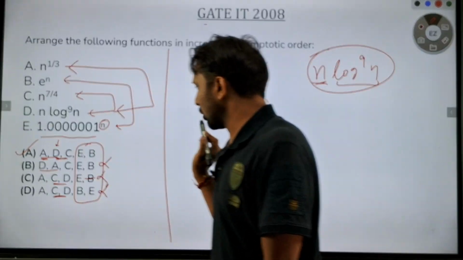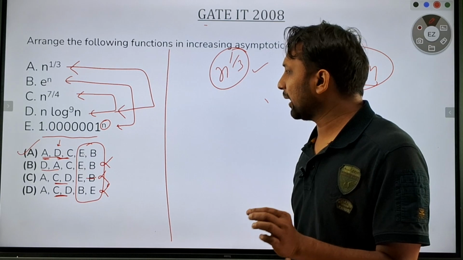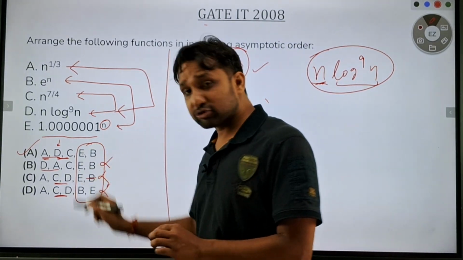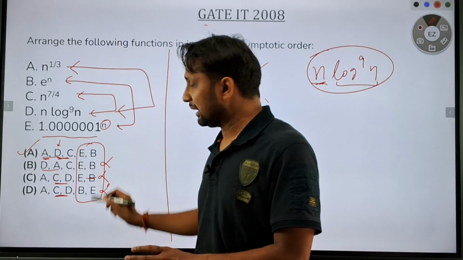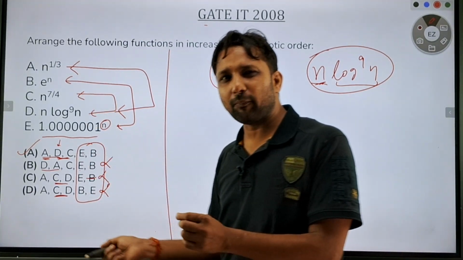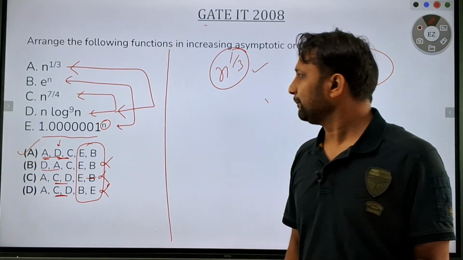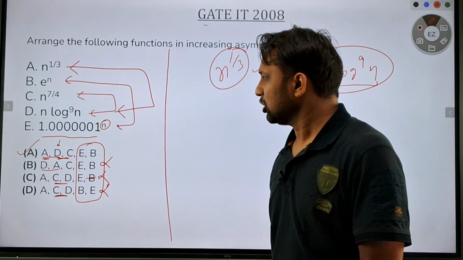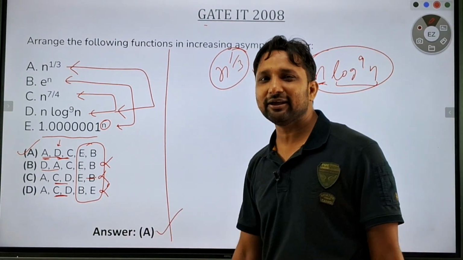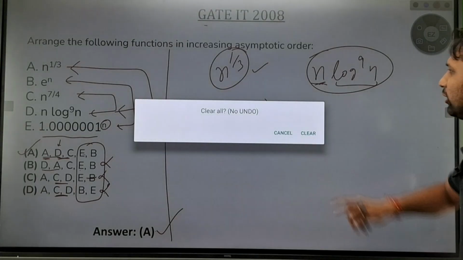So this is also gone out. A must be the right answer. It's a good idea that you compare the functions. You check the solution options, whatever options are given. From there you can see which functions you need to compare and you can eliminate the other options. This will save our time rather than comparing each and every function. So A must be the right answer. Let me check. Yes, A is the right answer over here. Fine, let me erase the board and move on.